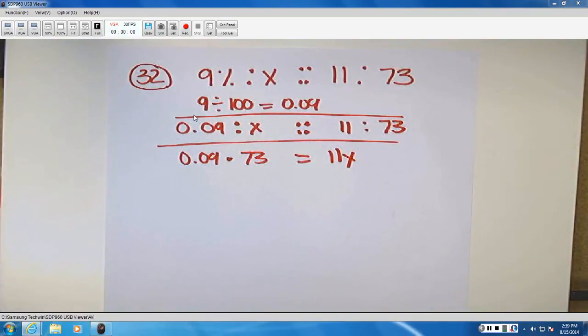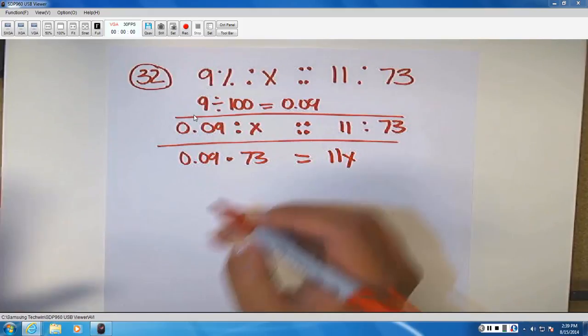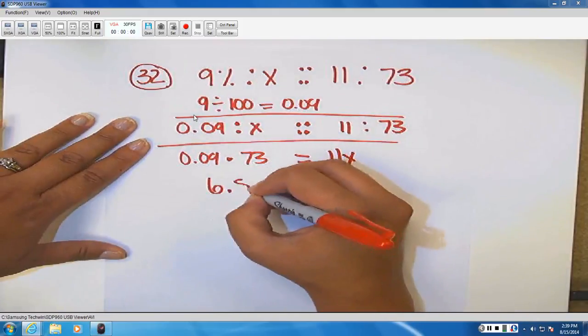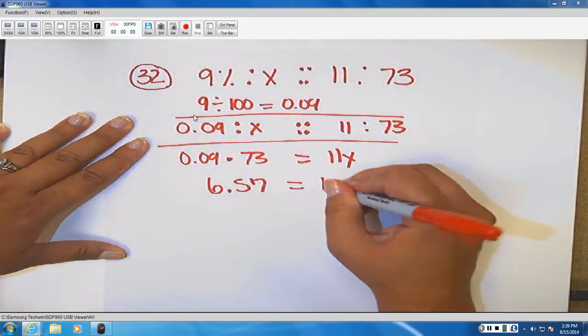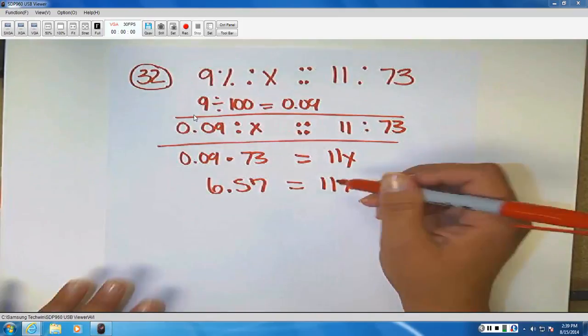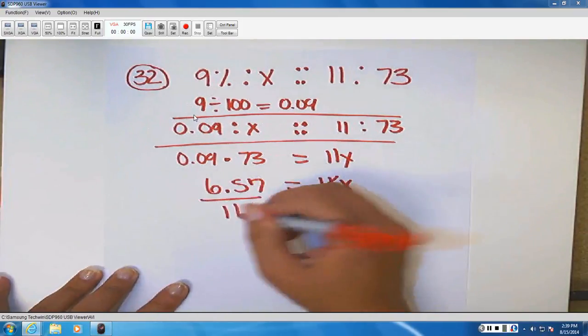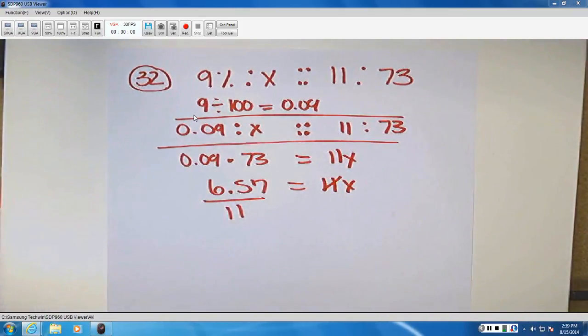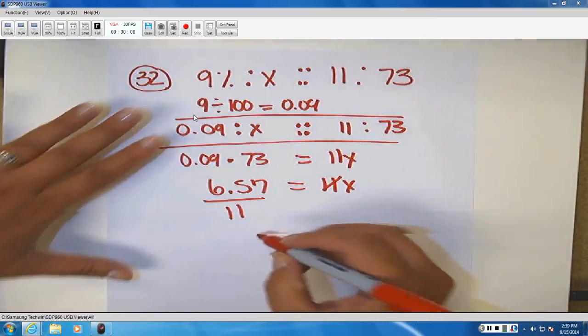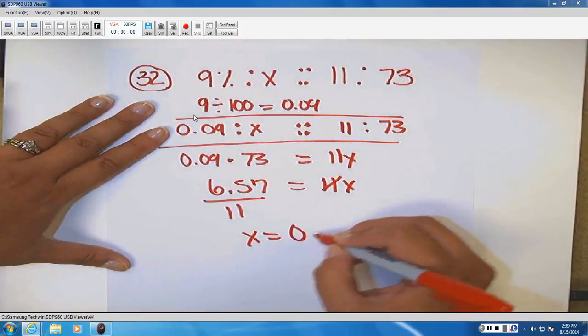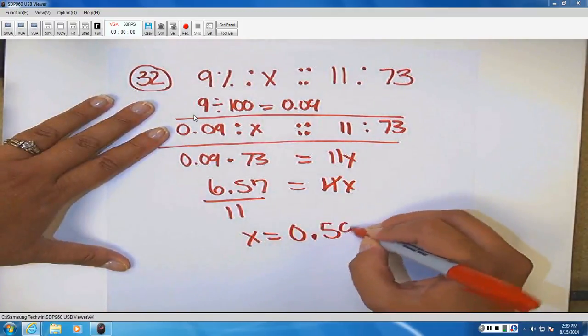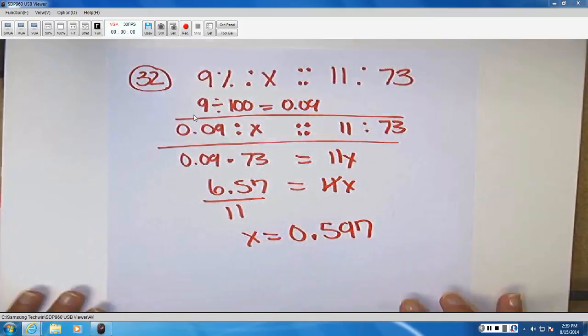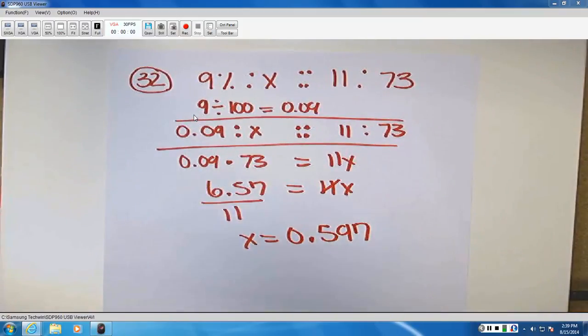0.09 times 73 equals 6.57 equals 11x. We're now going to take that 11 and divide, and we end up with x equaling 0.597. Okay? So again, pretty simple.